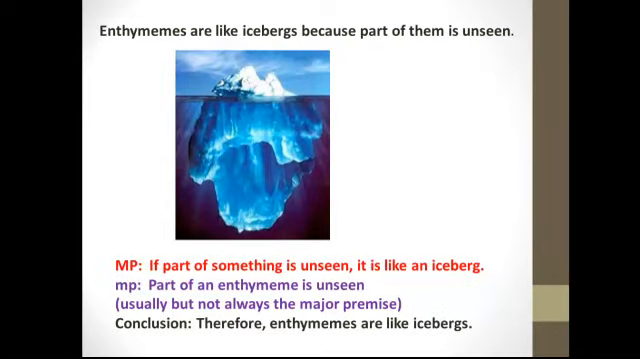Here's the syllogistic form, and that is actually an enthymeme. Up at the top, enthymemes are like icebergs because part of them is unseen. Here's the syllogistic form of that enthymeme. Major premise: if part of something is unseen, it's like an iceberg. Minor premise: part of an enthymeme, getting very particular to enthymemes, is unseen, usually, but not always, the major premise. And then the conclusion: therefore, enthymemes are like icebergs.